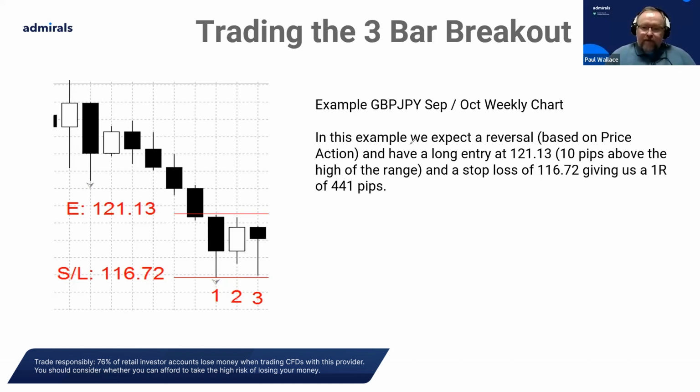So in this particular example, based on the price action, we were looking at having our entry at 120.113, which is 10 pips above the high of the range, and a stop loss of 116.72, which is 10 pips beneath the low of the range. So it gives us a trade risk of 441 pips. Now, admittedly, for many people that might be large, but if you're looking on a weekly chart, especially on something like pound against Japanese yen, that's not necessarily too out of the normal ballpark.